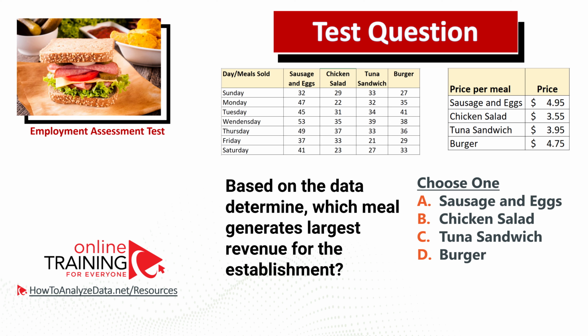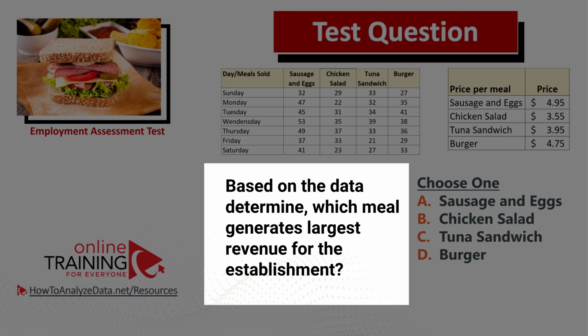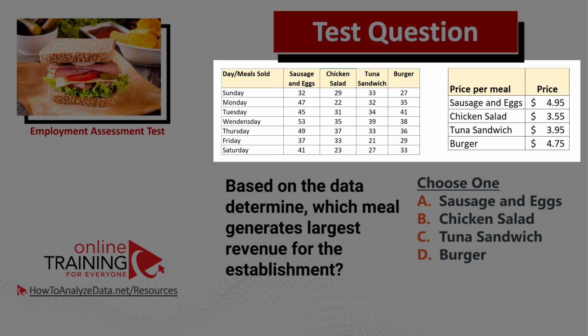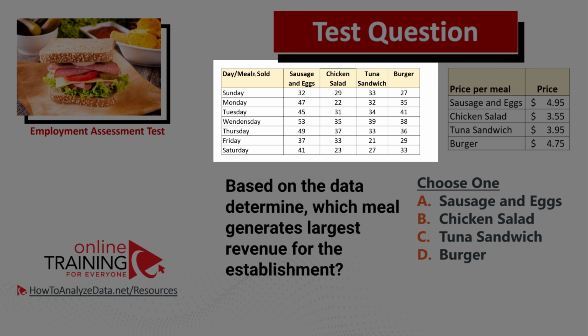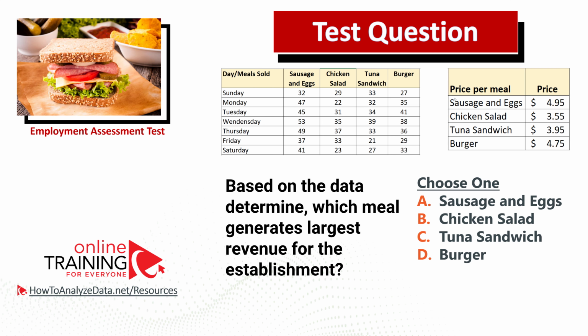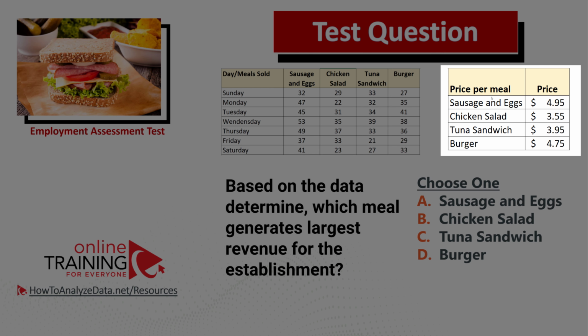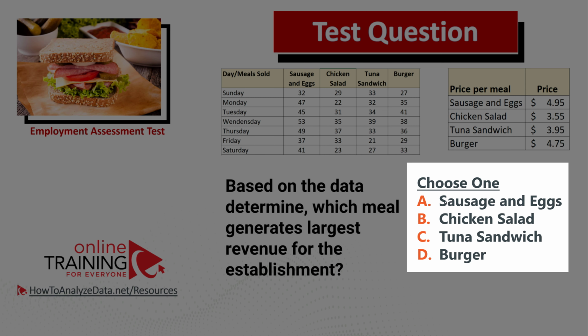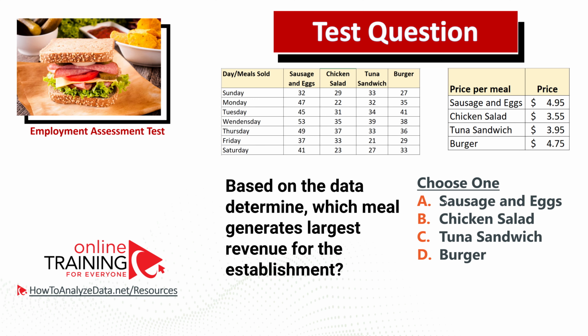Here's a sample question you might see on the test. Based on the data, determine which meal generates the largest revenue for the establishment. And you have two data tables. You have day and meals sold, represented in the first table, and you have days Sunday through Saturday. You have 4 different meals: sausage and eggs, chicken salad, tuna sandwich, and burger. And you have daily sales for each one of these meals. You also have the price per meal charged, and you have prices per meal for all different products. There are 4 choices. Each choice matches a meal. Do you think you know the answer?